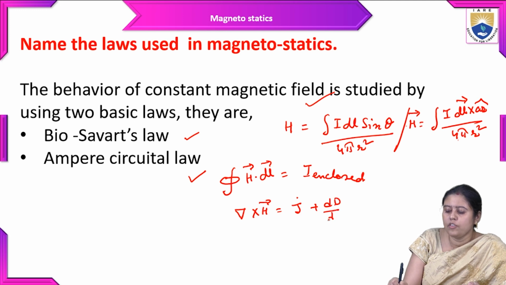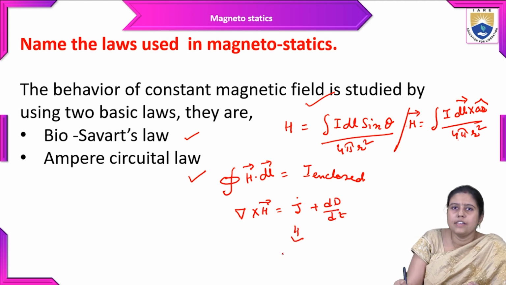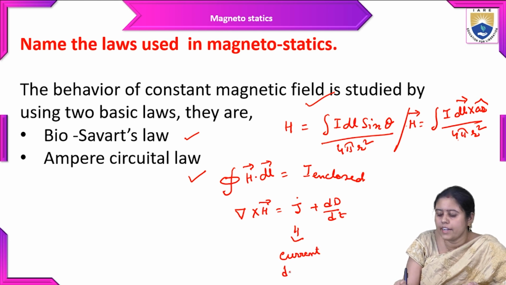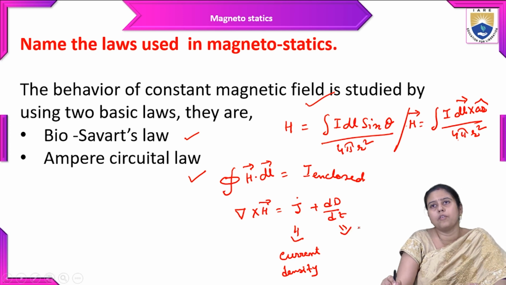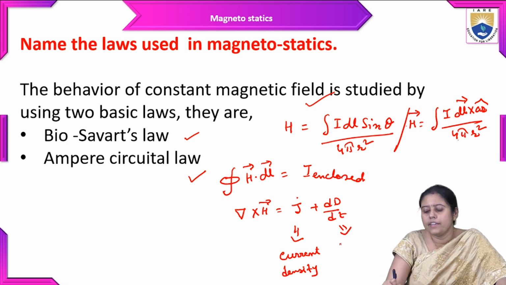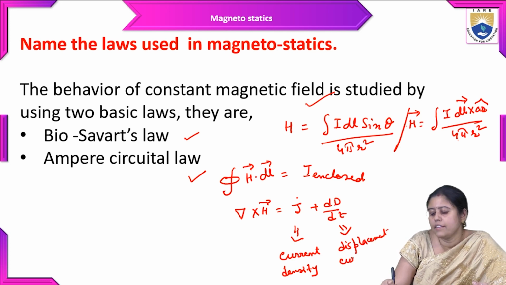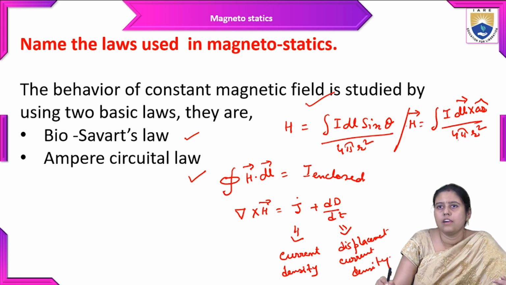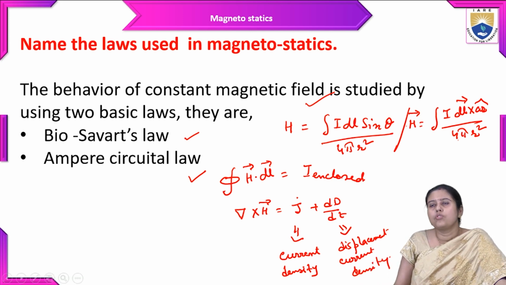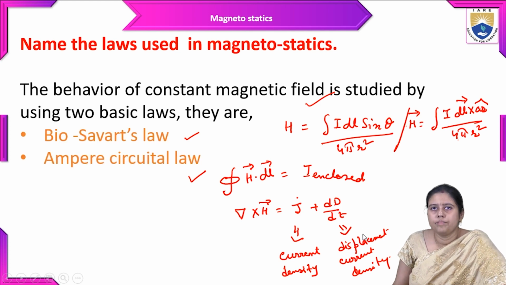where J is the conduction current density. What is dD by dt? dD by dt is the displacement current density. So we can discuss these two laws.